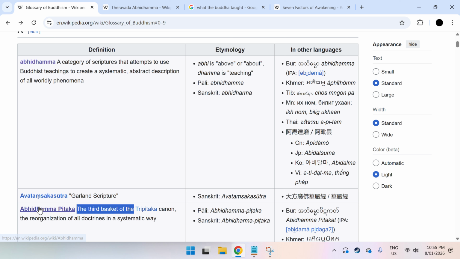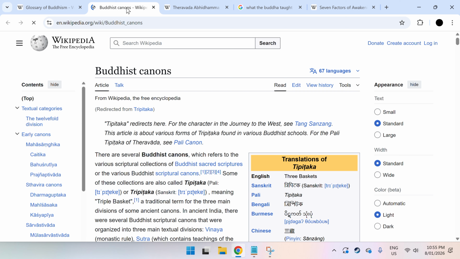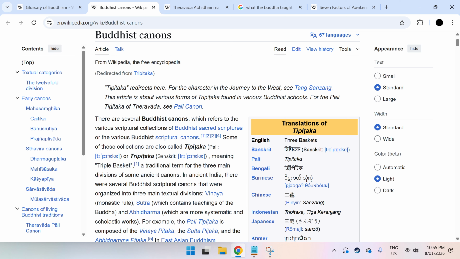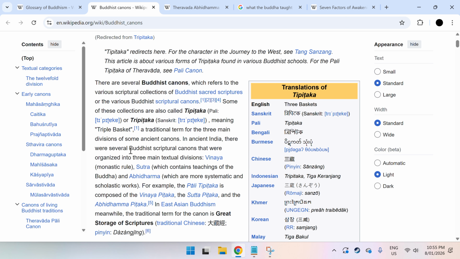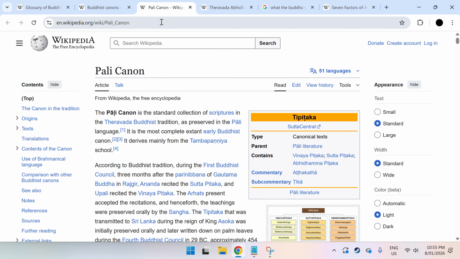Is that different from the Abhidhamma? I'm not sure. So let's go to the Tripitaka. We'll go up to the Buddhist canons. And there's a bunch of them. Okay, so, Tripitaka, Pali Tripitaka. Yeah, this is the one I'm looking at. This is the Pali Canon.